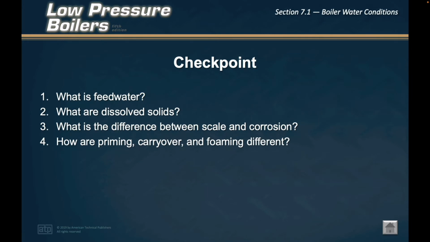Foaming is a boiler water condition caused by the formation of steam bubbles trapped below a film on the boiler water surface. Foaming is commonly caused by high surface tension from impurities such as leakage of fuel oil in boilers using number 4, 5, or number 6 fuel oil.